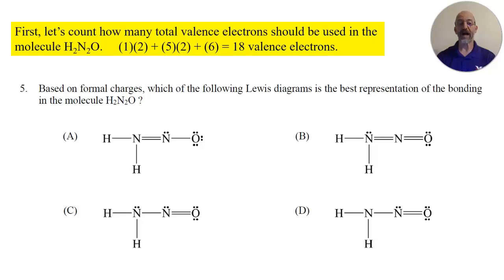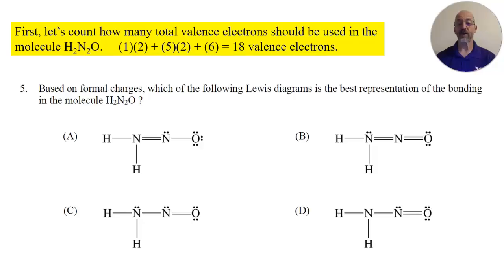So we have 2 hydrogen atoms. That would be 1 for hydrogen times 2. We have 2 nitrogen atoms. That would be 5 for nitrogen times 2. And then we have 1 oxygen atom, which would be 6 valence electrons. So 2 plus 10 plus 6, that's a total of 18 valence electrons. If we can find any Lewis diagram in question 5 that does not have exactly 18 valence electrons, then we can eliminate that choice. I'll start with choice D.